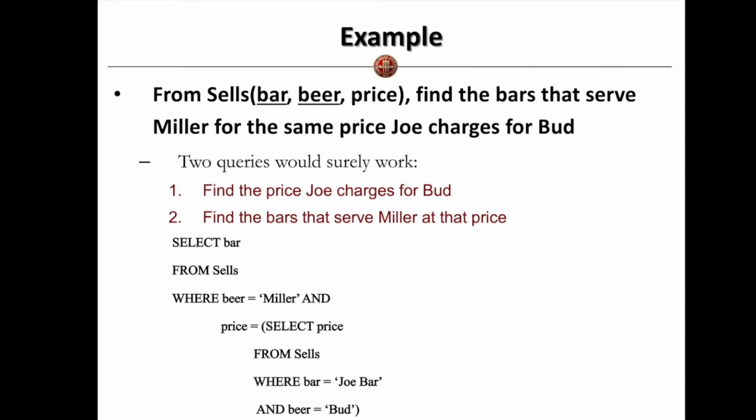And at the same time, we have a question from the Sells table with bar, beer, and price. Please find the bars that serve Miller, the beer Miller, for the same price as Joe's Bar charges for Bud. Before you see the answers, please try to do this query by yourself first. So we have different ways to do this query, right? If you still remember, before we mentioned that we can use the same Sells table multiple times to do this query. If we use the material from SQL, the select from where statements, how do we do this question?